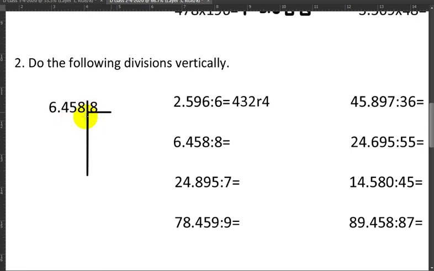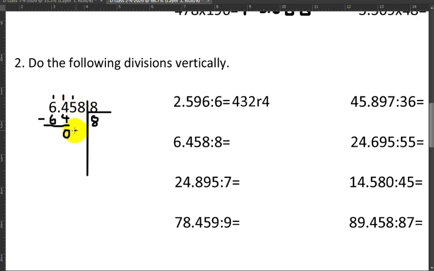I'm going to place my division lines here. And I say, 8 into 6? No. 8 into 64? Yes. How many times? 8. 8 fits into 64 8 times. 8 by 8 makes exactly 64. So I do the subtraction, and I get 0.